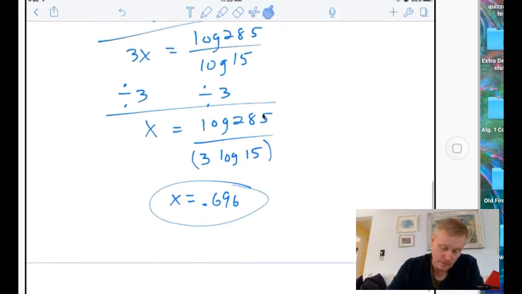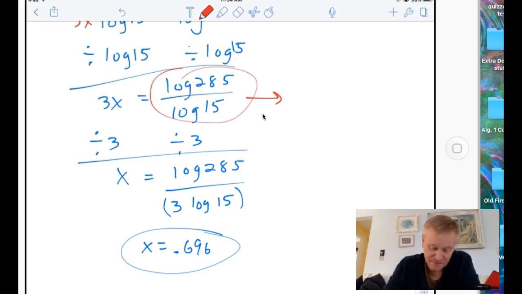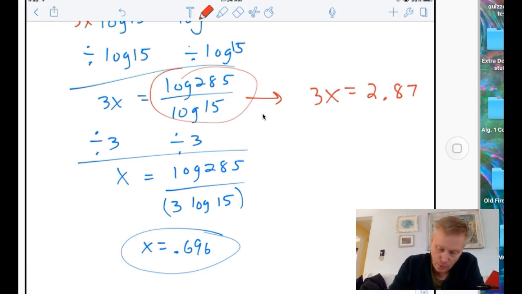Now, if you didn't like it that way, this is just more calculator stuff, you could have gone here and taken this whole thing, punched it in your calculator, and gotten 3x. If I go 285 divided by log of 15, you get 2.087. And then divide by 3.